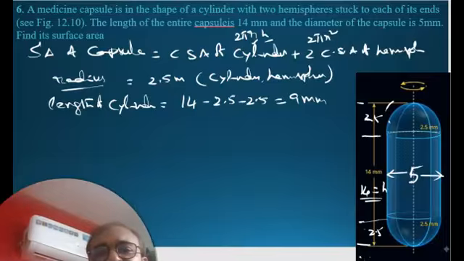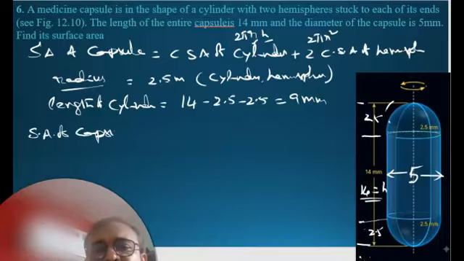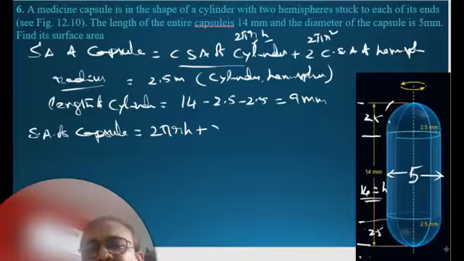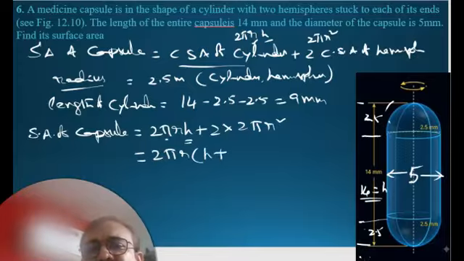Now the surface area of the capsule is equal to the CSA of the cylinder, that is 2 pi r h, plus 2 into 2 pi r square. See, here pi r and here also pi r, so we take 2 pi r common. What is here? Still h. When 2 pi r is common, another 2 remains, 2 into r.